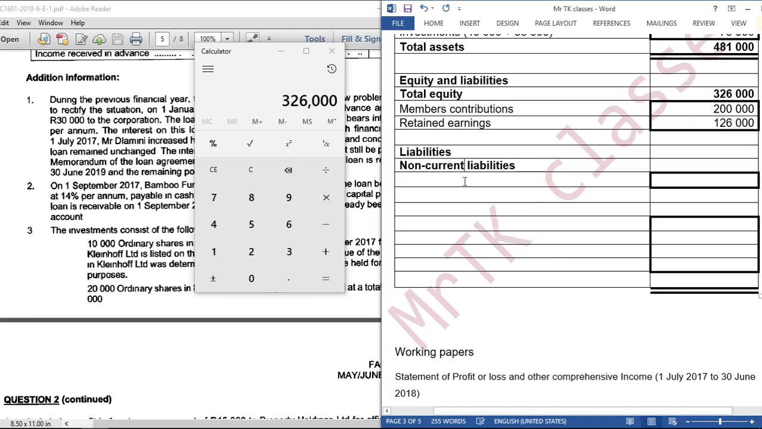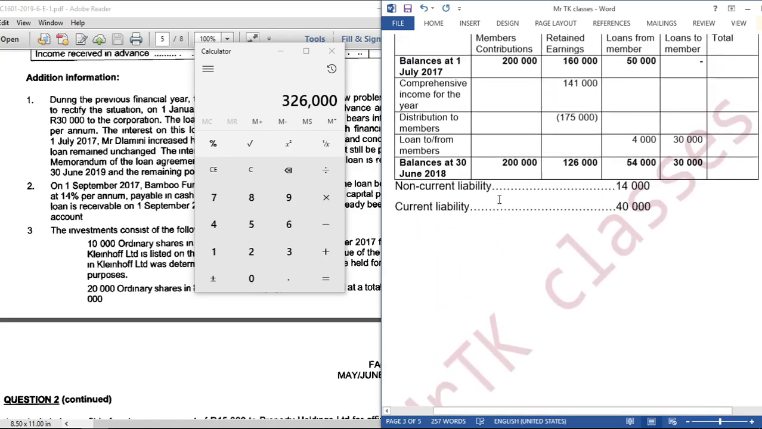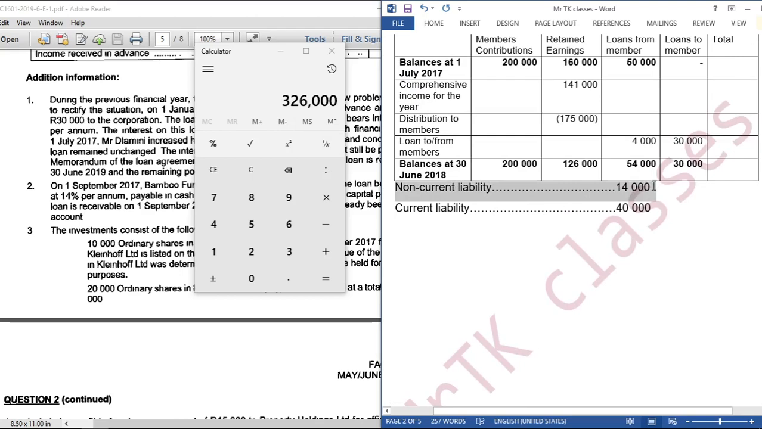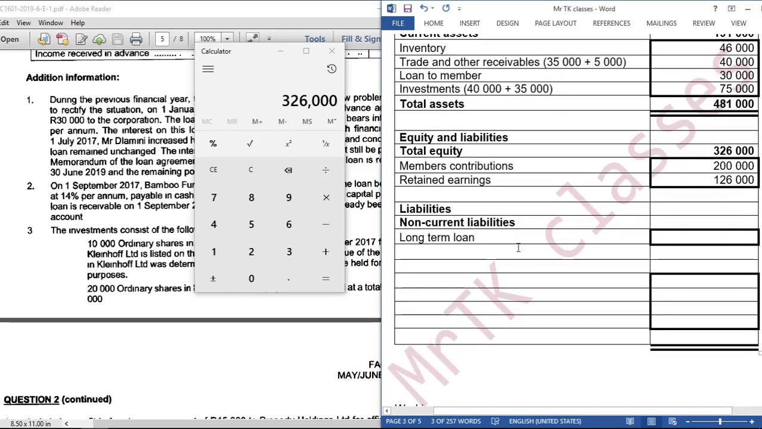Here we are just going to say we have a long-term loan. Remember, when we are writing here, we said our non-current liability is 14,000. So we come here and say 14,000, and this is the only one, so we have 14,000. All right, then we move on to our current liabilities.